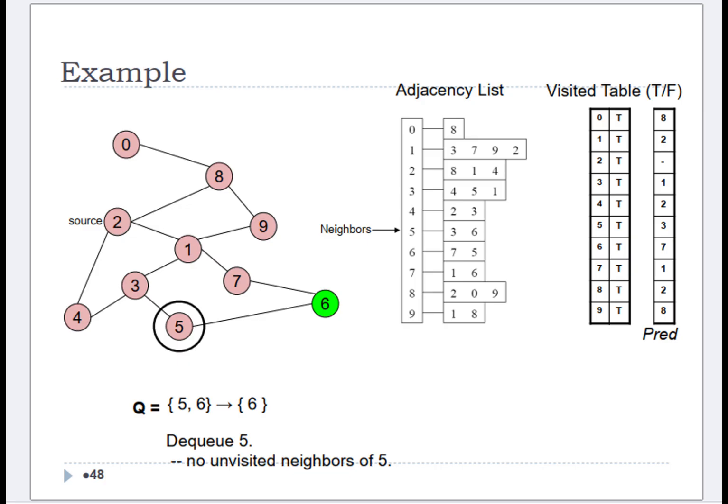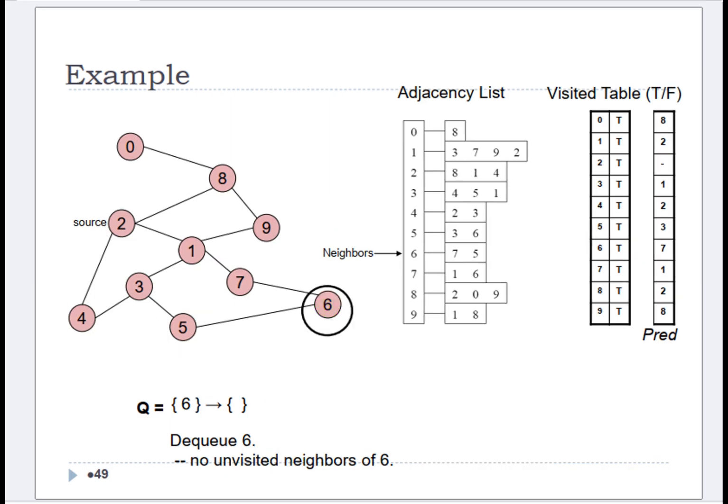Example: adjacency list, visited table T/F. Q equals 5, 6 → 6. Dequeue 5. No unvisited neighbors of 5. Next, Q equals 6 → empty. Dequeue 6. No unvisited neighbors of 6.